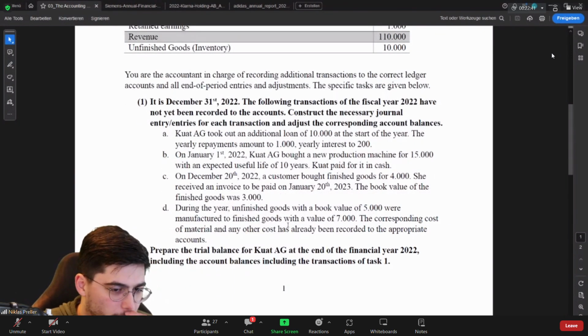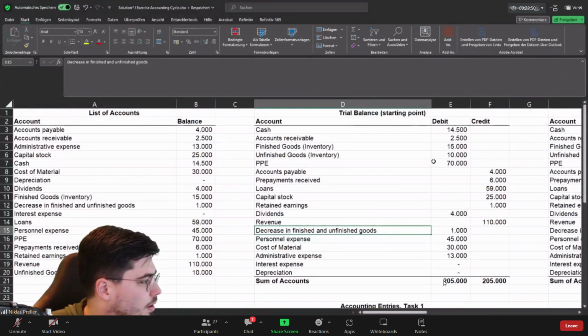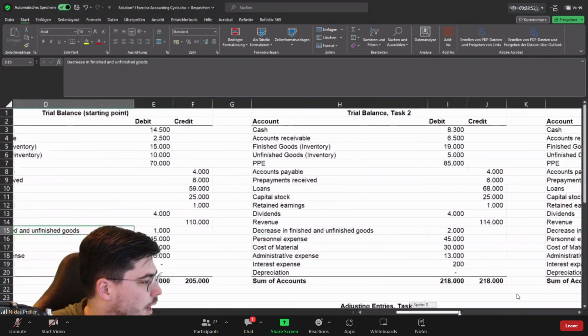So now we prepare the next trial balance from using the account balances from task 1. And we have that here.